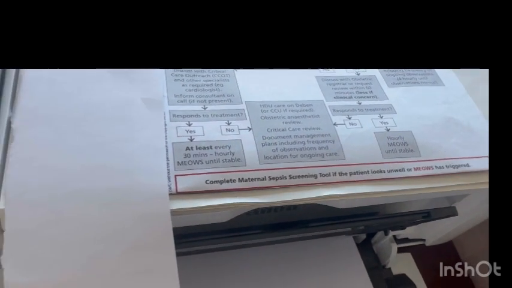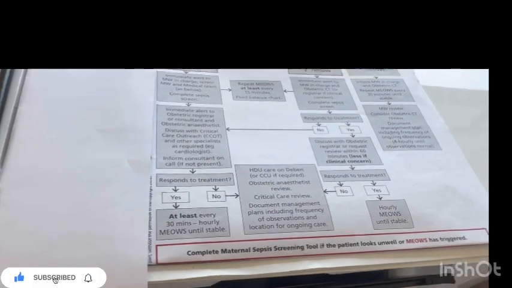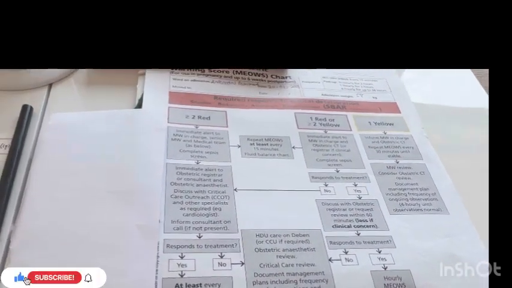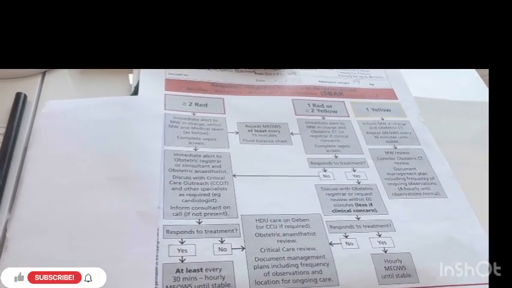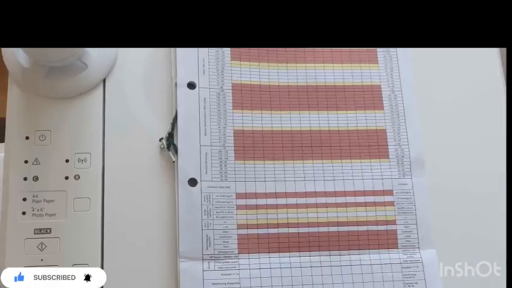When we say triggers on MEOWS, it means the patient has had either yellows or reds. Don't worry, we are going to go into the MEOWS chart so that you understand the red, the yellow, and the white boxes. Now let's move into the chart itself.